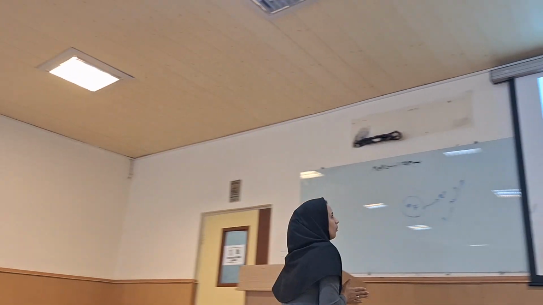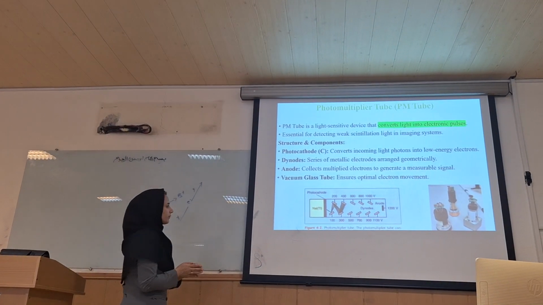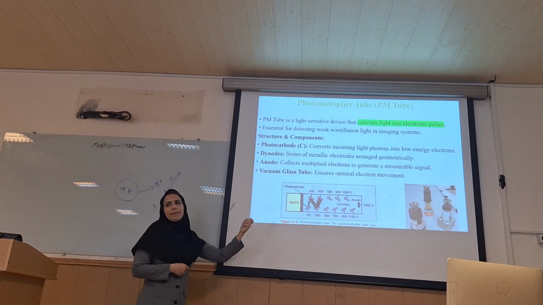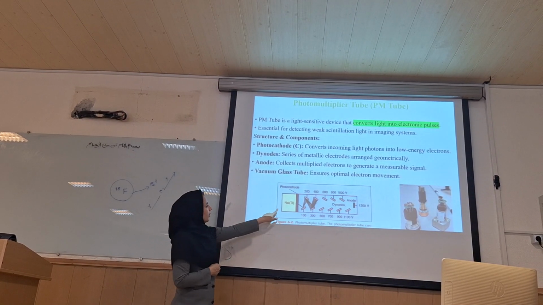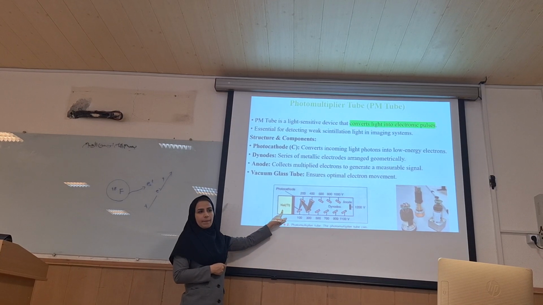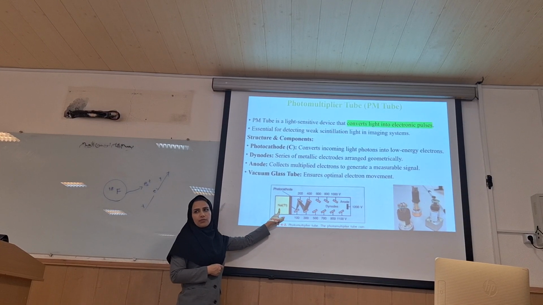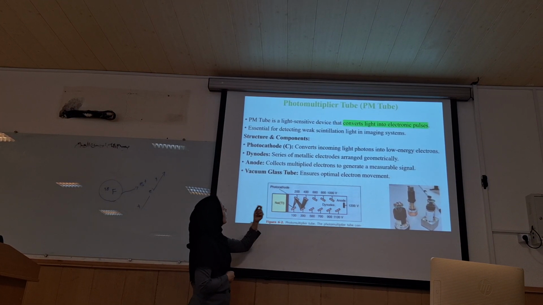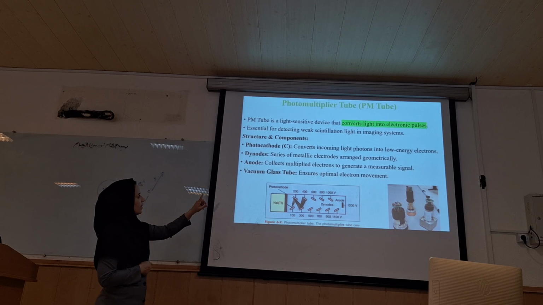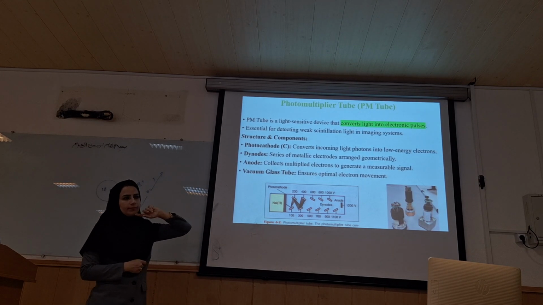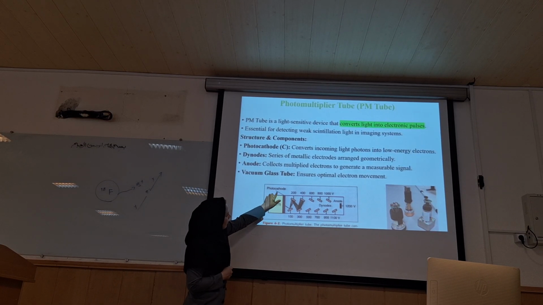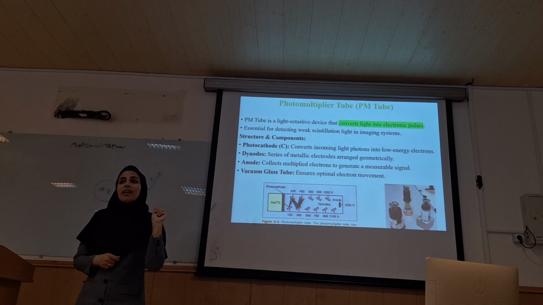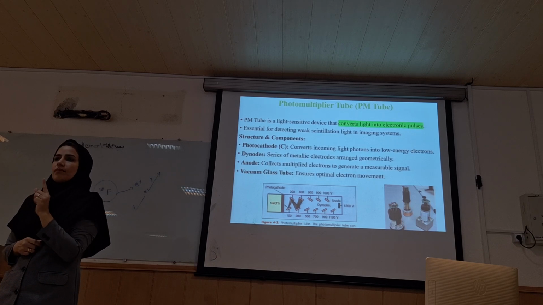Okay. How does the PM tube work? This is the schematic, or components, of the PM tube. This is my crystal, NaI, which converts the gamma ray to light photons. After that, the light is received by the PM tube. In the PM tube, the first important component is the photocathode. Here, the photocathode converts the light photons to electrons.